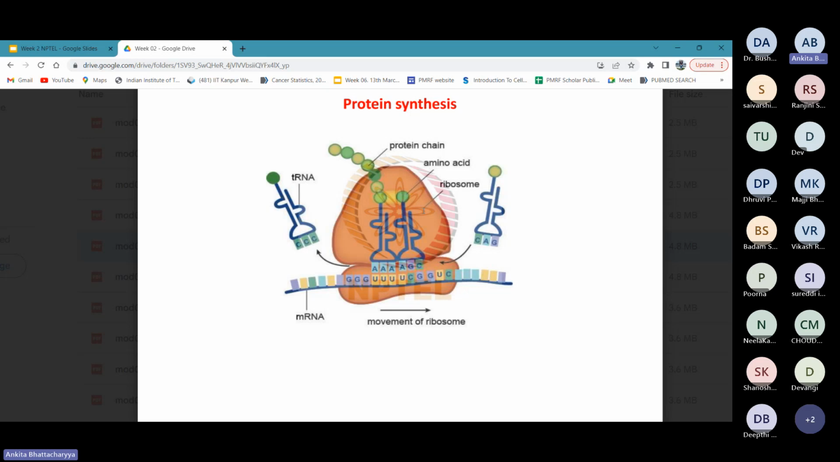So first recognition is between tRNA, anticodon and codon from the mRNA, which you can see here. After that recognition has, just give me a second.